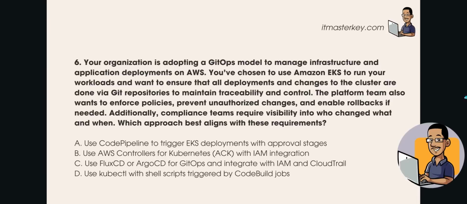Your organization is adopting a GitOps model to manage infrastructure and application deployments on AWS. You've chosen to use Amazon EKS to run your workloads and want to ensure that all deployments and changes to the cluster are done via Git repositories to maintain traceability and control. The platform team also wants to enforce policy, prevent unauthorized changes, and enable rollbacks if needed. Additionally, compliance teams require visibility into who changed what and when. Which approach best aligns with these requirements?